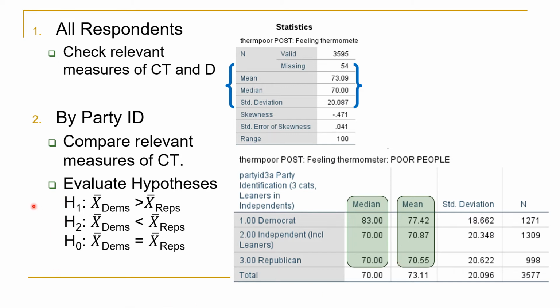And as it turns out, we can accept the first hypothesis. Our intuition was right, that Democrats, on balance, feel more positively about poor people than Republicans do. The mean for Democrats is greater than the mean for Republicans. This is supported by the data. The other two alternatives, Democrats less than Republicans and Democrats equal to Republicans, are not supported by the data, so we reject them. Just for future reference, we want to point out that here we are rejecting the null hypothesis.